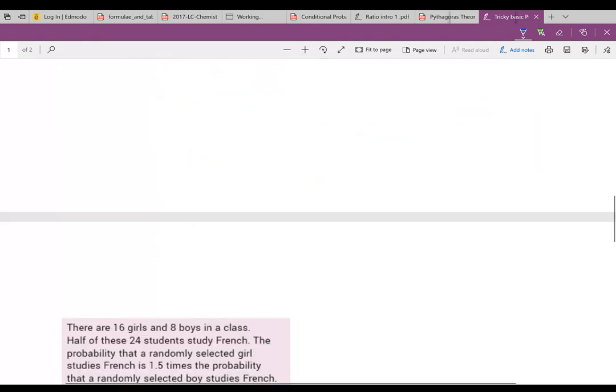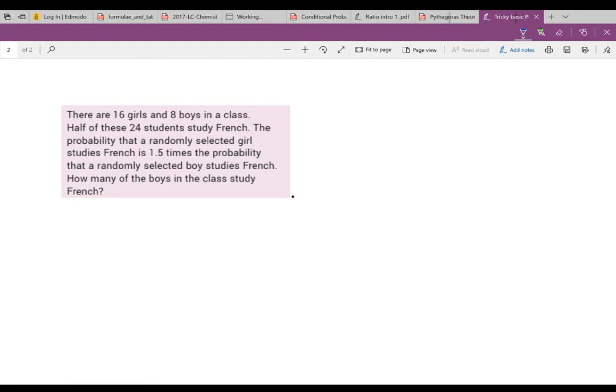Finally, this one was a tricky little question. It said there are 16 girls and 8 boys in a class. Half of these 24 students study French. So straight away we know that 12 students study French. The probability that a randomly selected girl studies French is 1.5 times the probability that a randomly selected boy studies French. How many of the boys in the class study French?